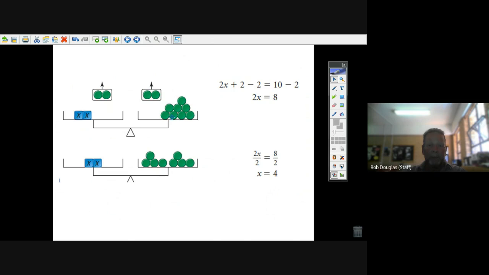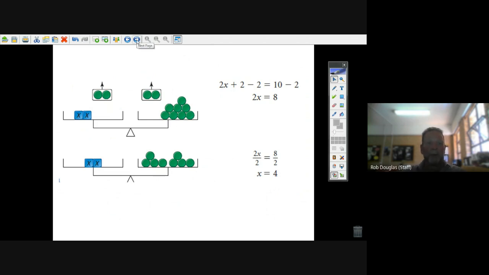Now if 2x equals 8, maybe if we split this pile into 2 piles, there'd be a pile of 4 and a pile of 4. We'd have an x, and 4 and 4. We can see that x equals 4. Each x must be 4 for this to be balanced. And because we did the same thing to both sides of the balance, everything is okay. We haven't broken the rules of logic or mathematics.